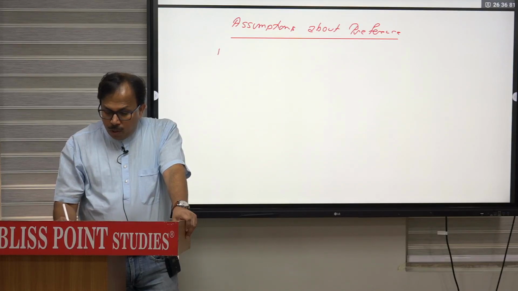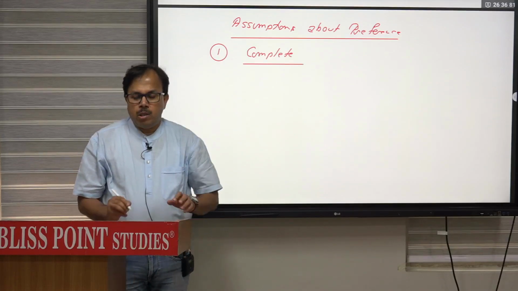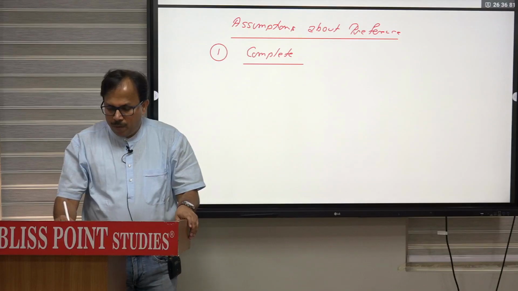This assumption is easy to understand. Transitive actually means transitivity: if bundle x is preferred to y and bundle y is preferred to z, then bundle x must be preferred to z. If A is taller than B, and B is taller than C, then A must be taller than C. So the relation between two preferences will be transferred to the third.